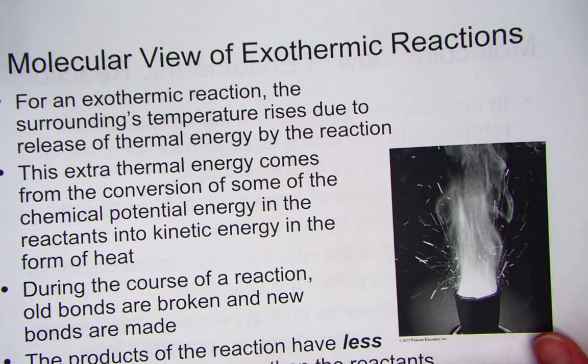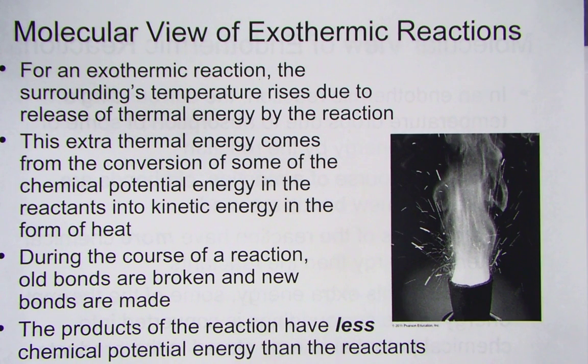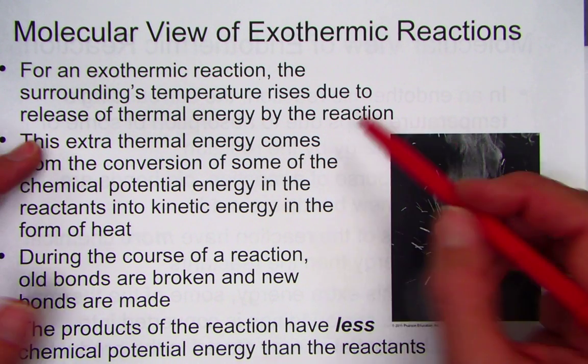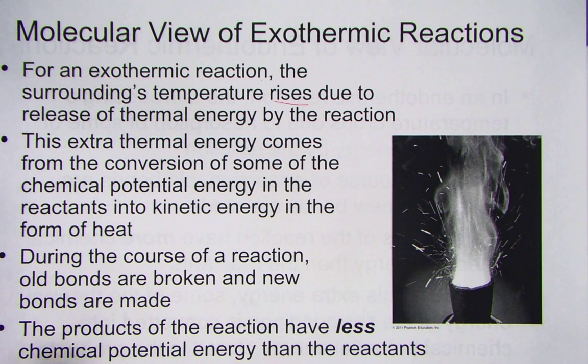Taking a closer look at a molecular view of exothermic reactions. For exothermic, the surrounding temperature rises due to the release of thermal energy by the reaction. This extra thermal energy comes from the conversion of some of the chemical potential energy in the reactants into kinetic energy in the form of heat.